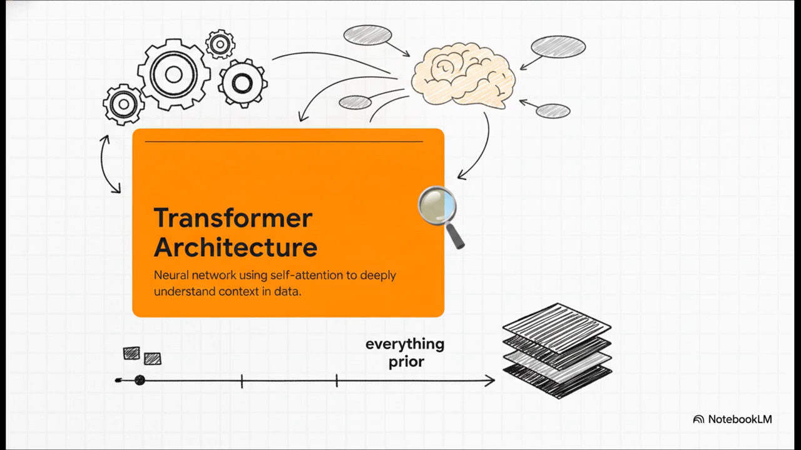Let's see how this all builds on what we just talked about. The Transformer architecture is the revolutionary engine powering every single modern large language model you've heard of. By utilizing a mechanism called self-attention, Transformers can literally weigh the importance of every single word in a massive data set against every other word. This allows them to deeply and accurately understand context in a way previous models simply couldn't touch.